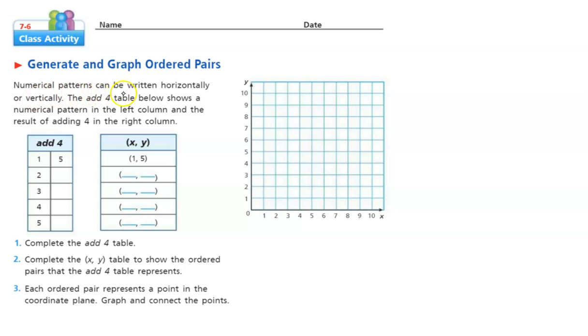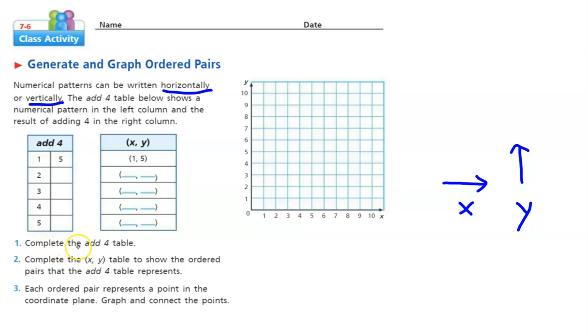So numerical patterns can be written horizontally or vertically. Those are just fancy words to remind you that horizontal and then vertical, right? So that's an X and then a Y. And then it says the add 4 table below shows a numerical pattern in the left column and the result of adding 4 in the right column. So you're just following a pattern here.